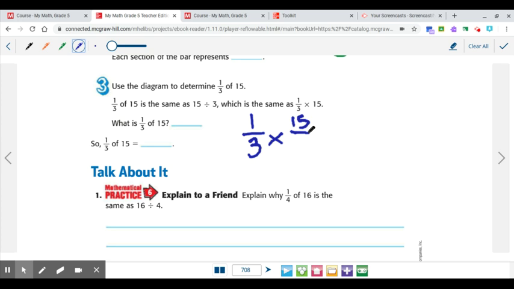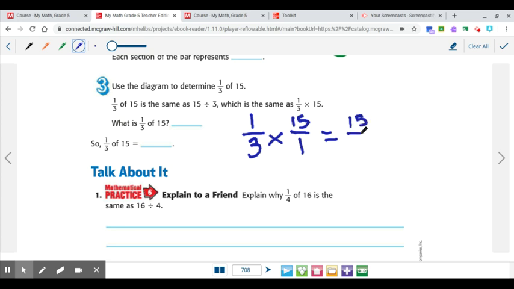Okay, so there we go. We've got 1/3 times 15. This is just one way to do this. There's a couple ways to do this, but this is an easy way for right now. I can multiply straight across. I can do 1 times 15 is 15.